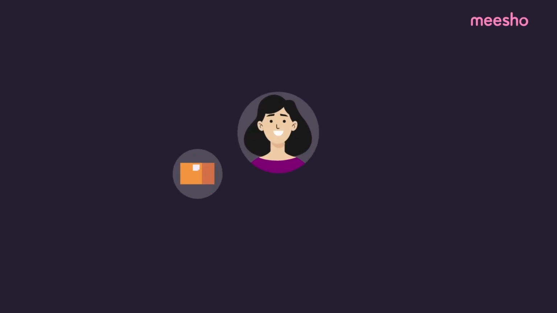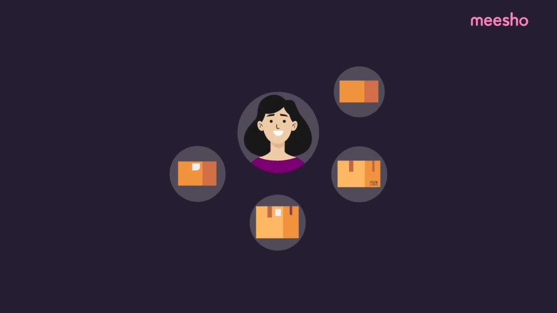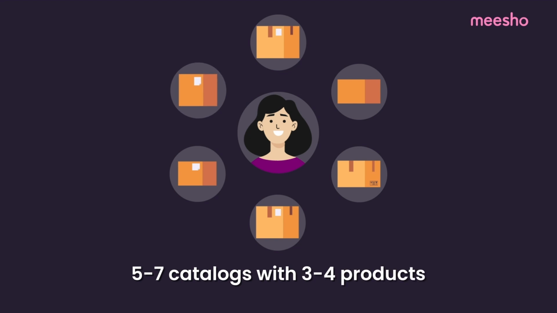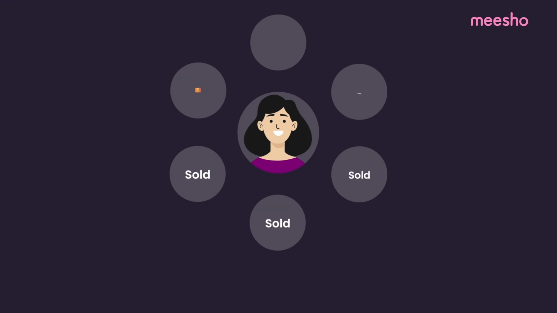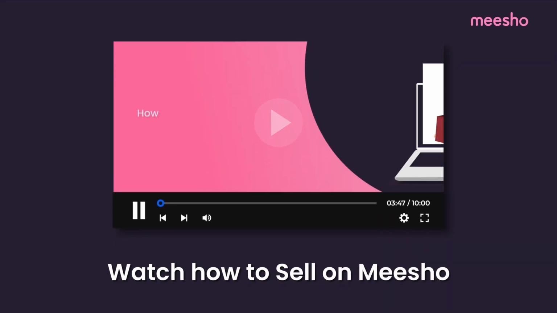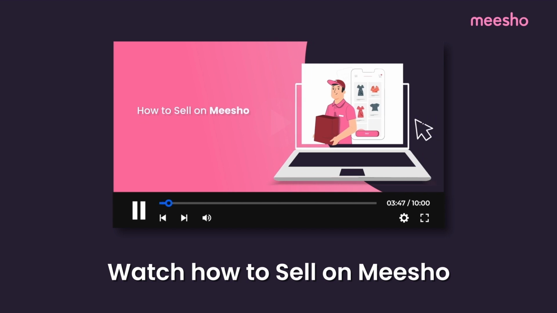To start receiving orders on Meesho, it is advised you upload 5 to 7 high-quality catalogs with at least 3 to 4 products in each catalog. Ensure that you have sufficient inventory for all products at all times. To know more about how to sell on Meesho, watch this video.